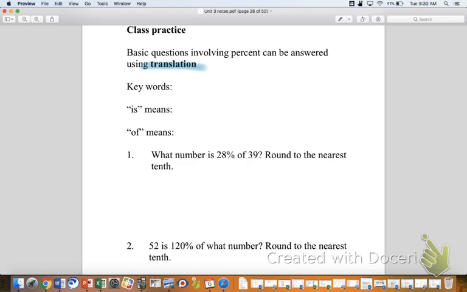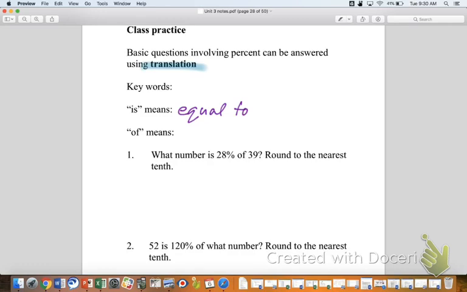All right, so a couple of key words that you already know. We're going to use these a lot. What does the word "is" mean? Equals. It means equals. That's right. I'd say 99.9% of the time it means equals, or equal to, or equals, something like that.